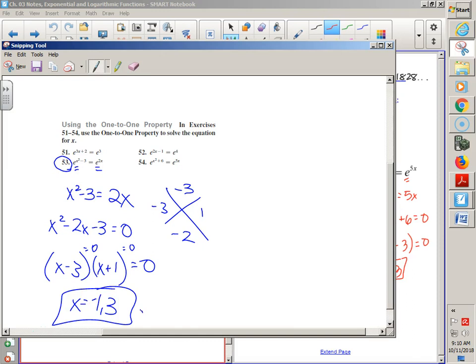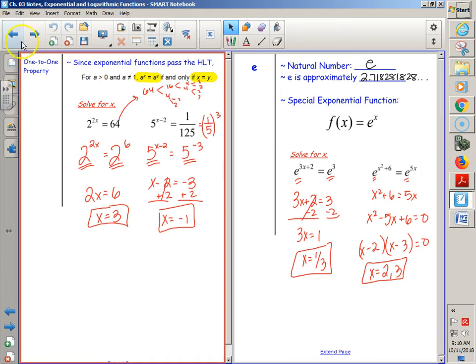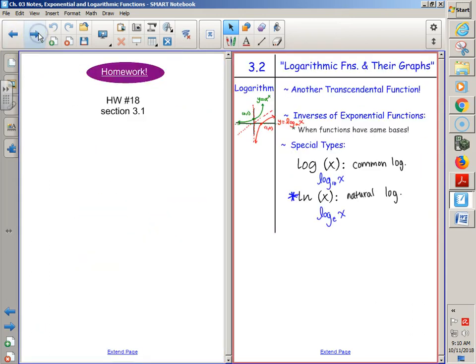Does that make sense, though? Yeah. E might have made it a little bit tricky, and then the quadratic made it a little bit trickier, but otherwise, not too bad if you follow your system. And with that, cool kids, let's get back into notes and start on section 3.2.